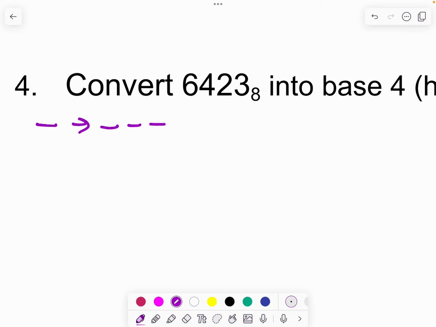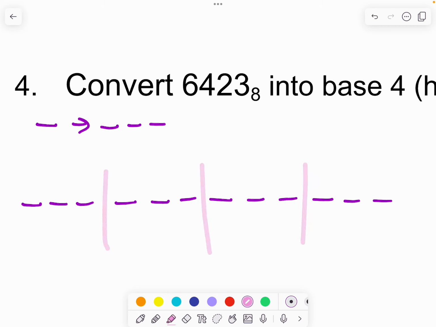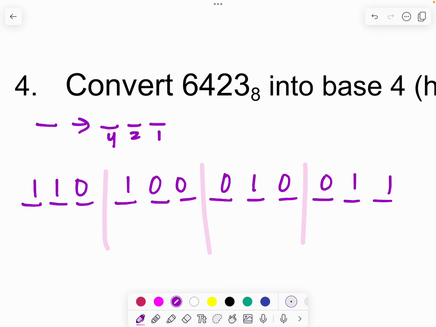So here I have 4 digits, so I'm going to have 4 groups of 3, and I can separate them like this. And then now I represent each number in base 2. So my 6 is going to be 1, 1, 0. And then next, my 4 is 1, 0, 0. My 2 is 0, 1, 0. And my 3 is 0, 1, 1.